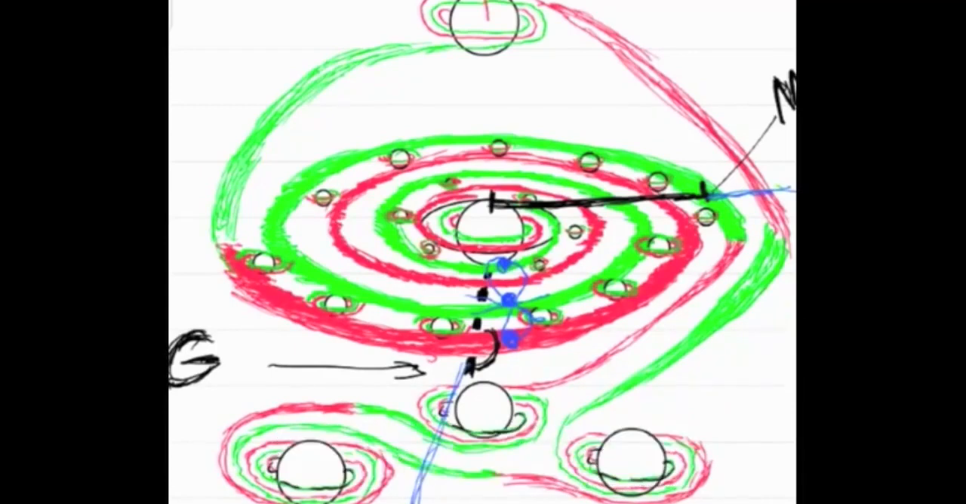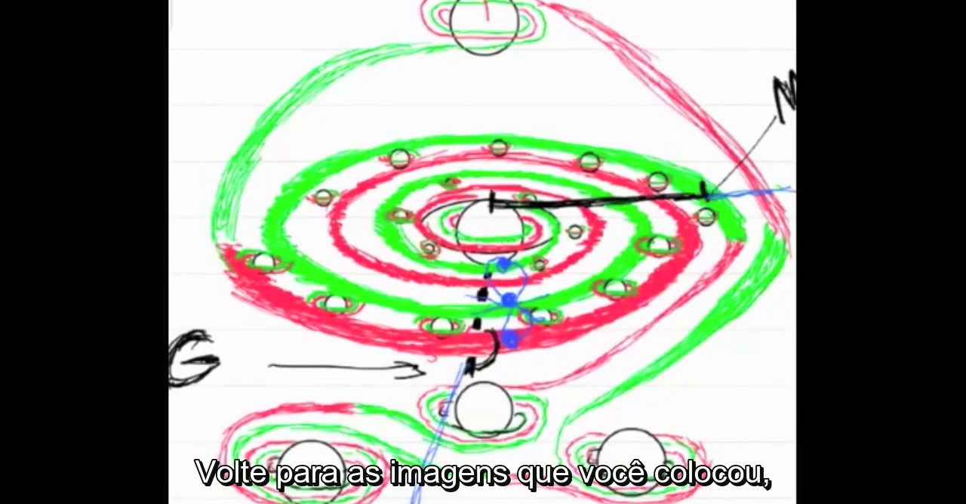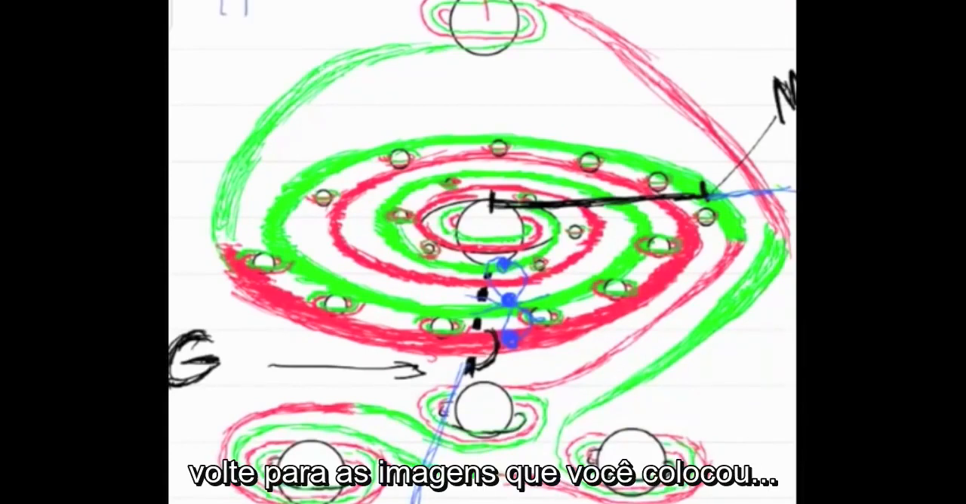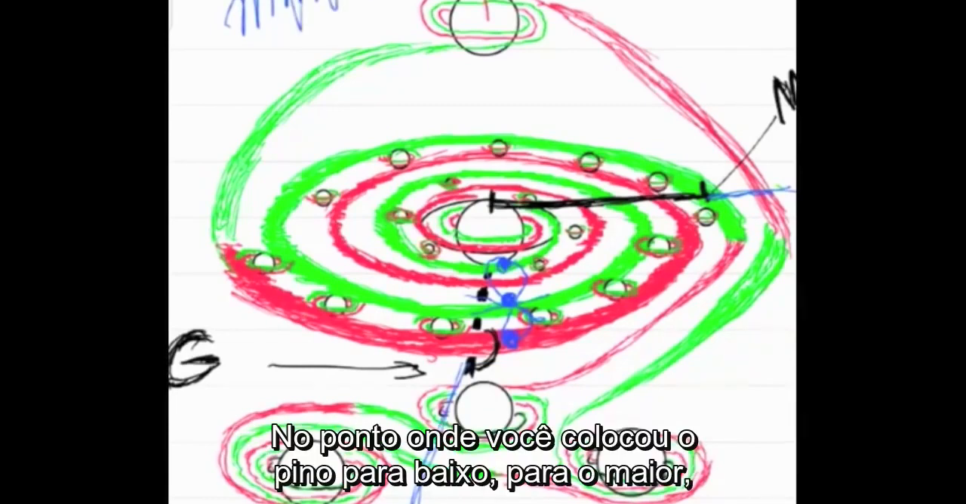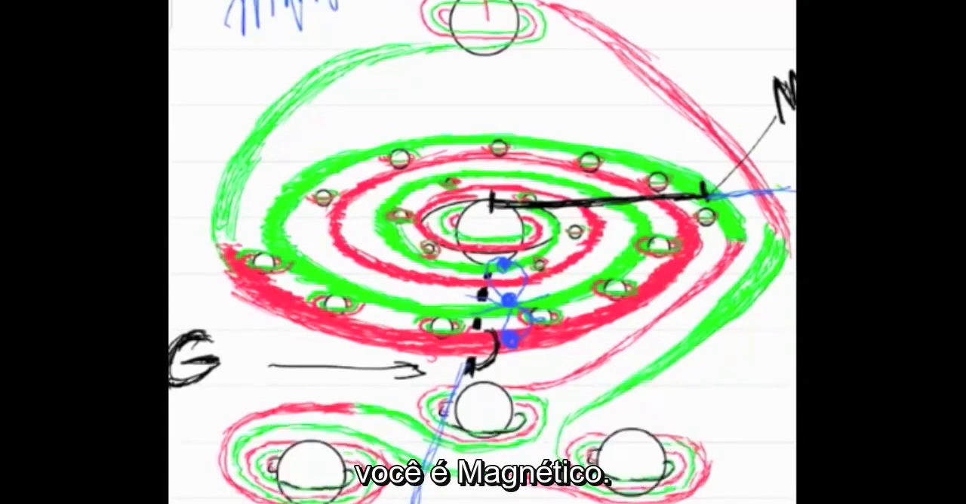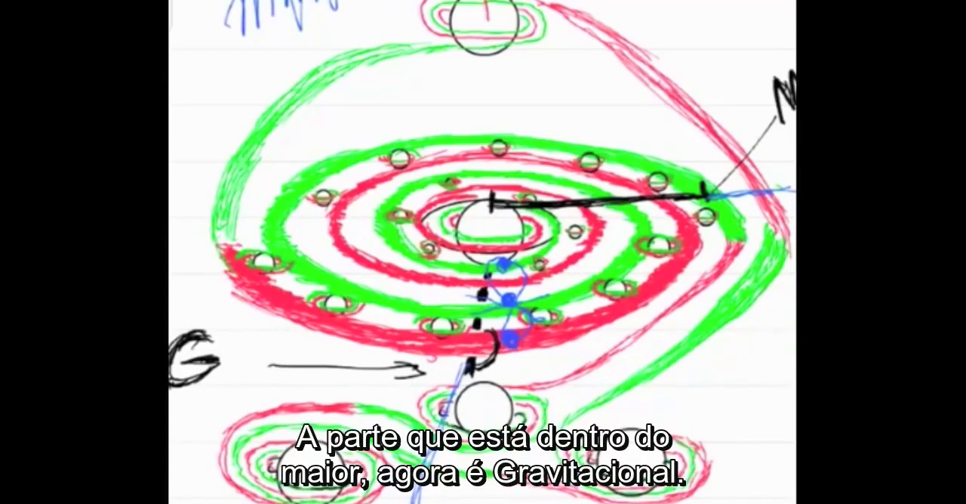I changed it. But if I keep... no. The same, you see, no, go back to the pictures you put down. Go back to the pictures you put down, yeah? Or make smaller. You make it, and then you make a bigger one which goes over the smaller one, yeah? Up to the point where you put the pen down for the bigger, you are magnetical. The part which is inside the bigger one now is gravitational.